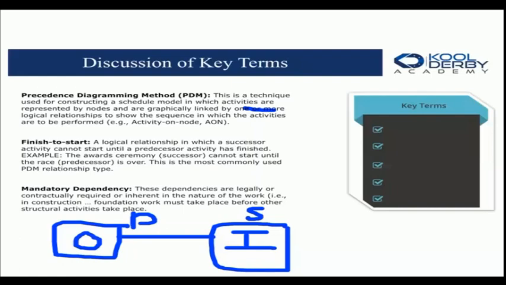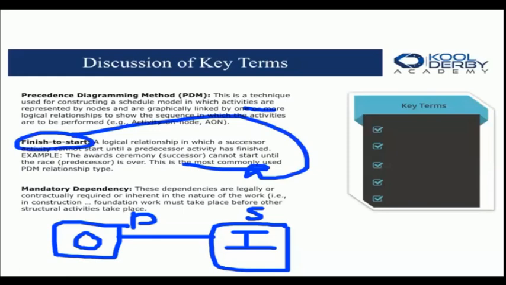We cannot move forward until we've gotten that approval. Okay, so it's really important. There's probably 3 or 4 topics or questions just from this page on the exam. One of them is right there. The finish to start is the most commonly used approach regarding relationship types.